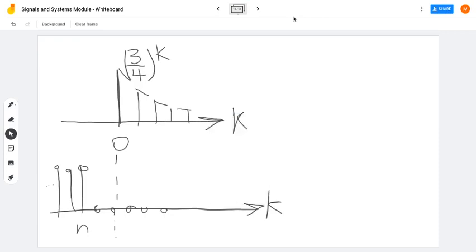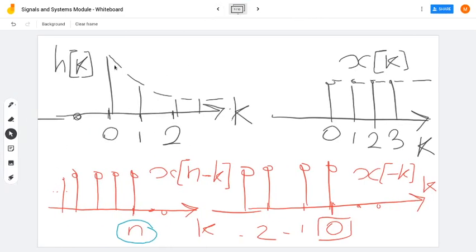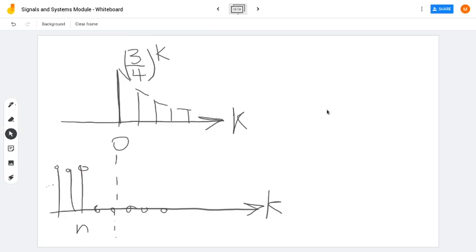So we have already found x of k and h of k and x of n minus k, and now we're ready to do the convolution. So let's move to our next slide over here. So we have, this is h of k and this is x of n minus k, and x of n minus k is a unit step starting at instant 0 and going to the left.